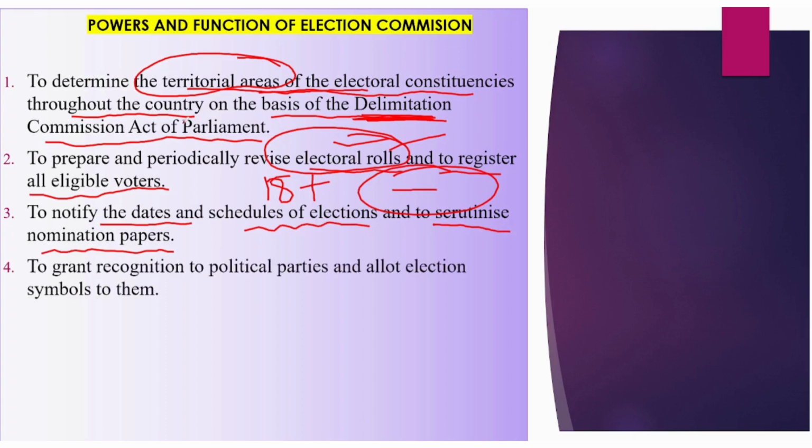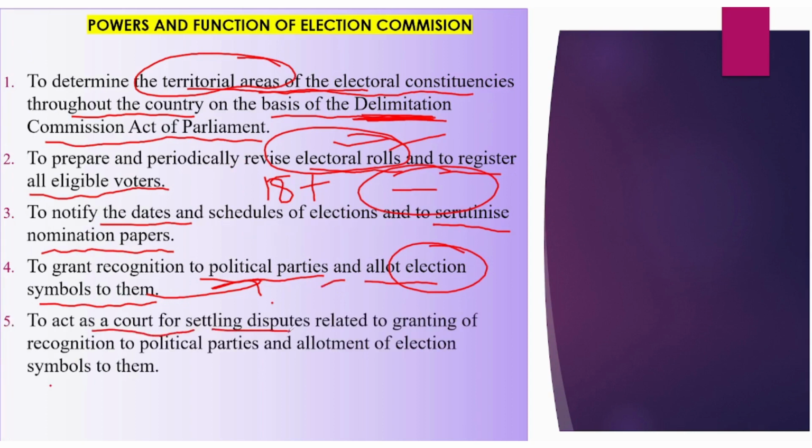The next point is to grant recognition to political parties and to allot election symbols to them. Political parties will be given election symbols for their parties. And for the independent candidates who want to contest the election, they will be given free symbols. They can choose any of the symbols in the free symbol list.